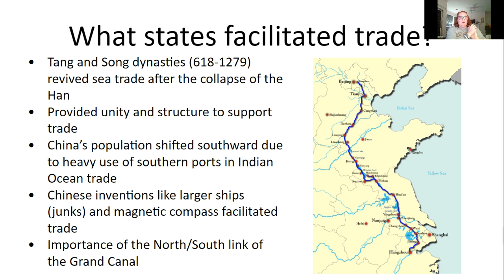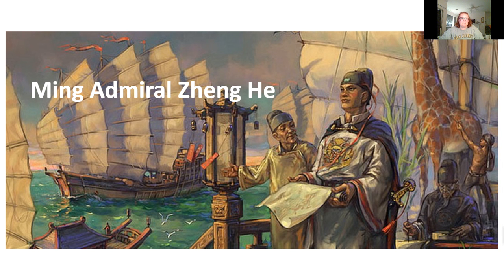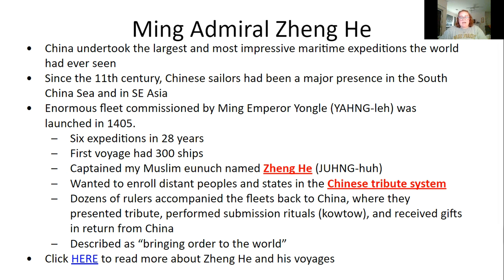So, the different states that really facilitated trade were the Tang and Song dynasties, because they revived the tea trade after the collapse of the Han dynasty. You also saw that it provided unity and structure to support trade. China's population actually shifted southward due to these port cities being used more and more through the Indian Ocean trade. You saw Chinese inventions like the larger ships and the magnetic compass facilitate the trade. And then you also saw the importance of that Grand Canal that we learned about starting to increase.